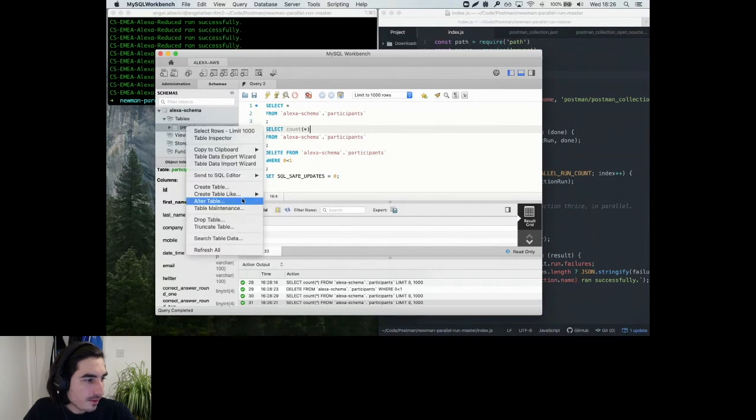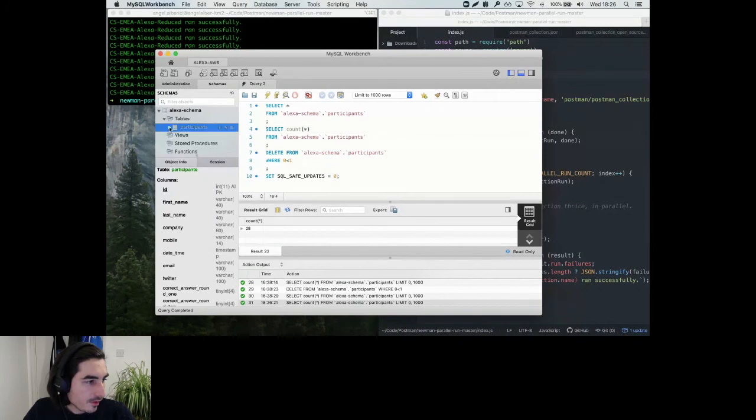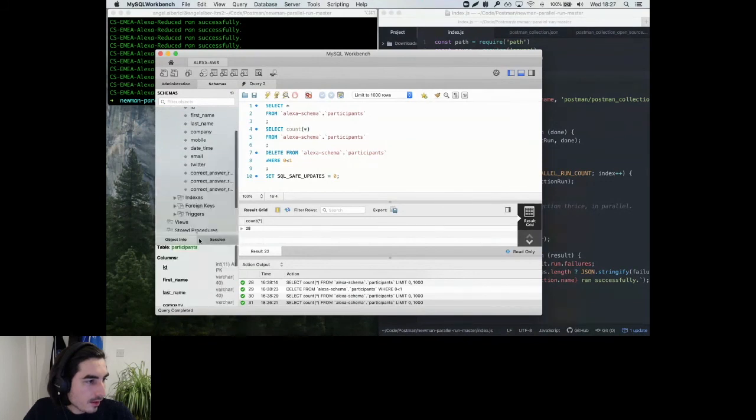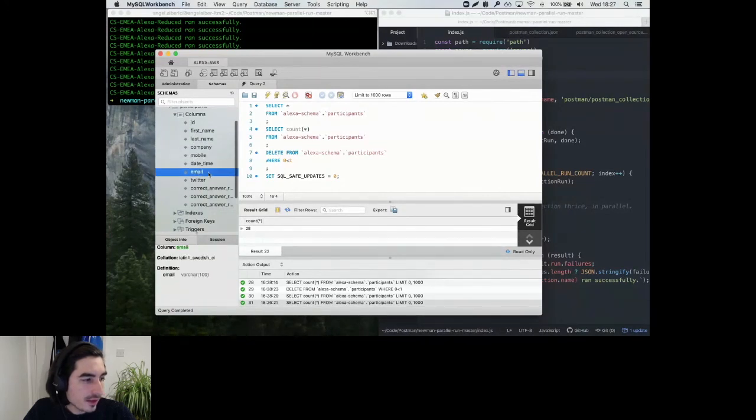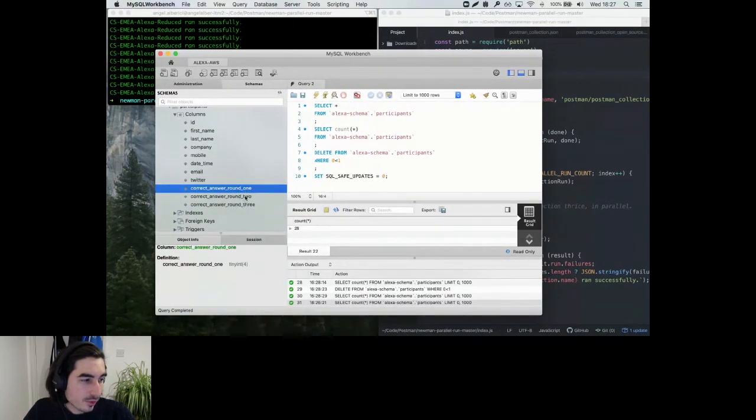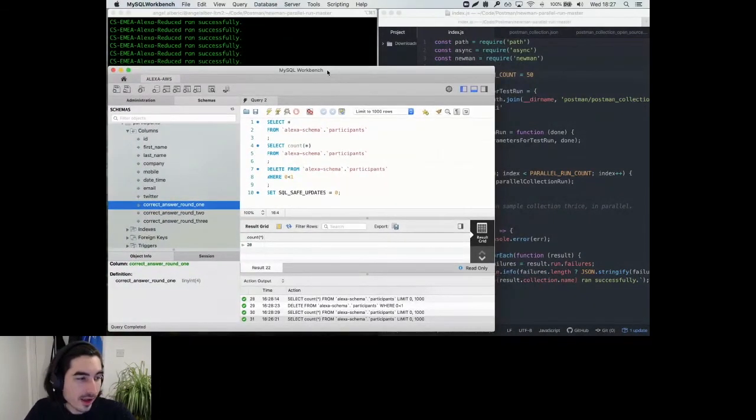Let me see if I can remember how to see the structure of this table. 1 second. We can open the schema. We can probably open the columns, and you can see there is the first name, last name, company, mobile, the date, the email, the Twitter, and the correct answer. So we're compiling which of the answers you gave, and then there's business logic in the process API that will determine who had a correct answer. The business API will also make that request back to the system, so it doesn't retrieve everyone. It retrieves only the potential winners.